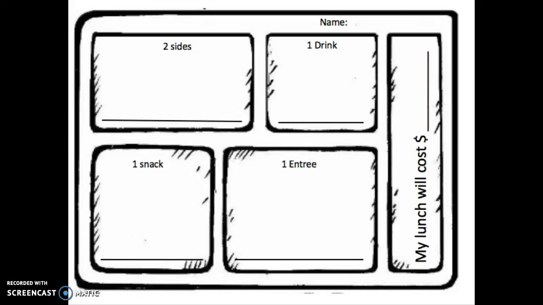Today you are going to create a healthy lunch for the cafeteria to use. You'll need this paper with your name at the top. You'll also need crayons. Pause and make sure you have your materials.